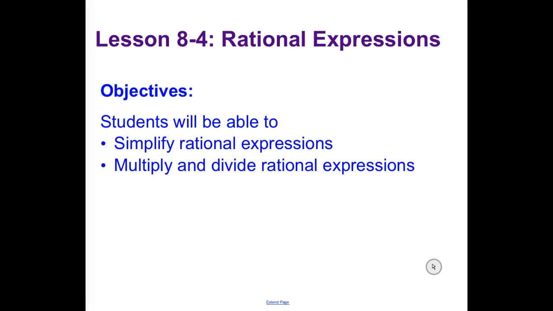Section 8.4 deals with rational expressions. So you are going to have to flip your notes packet several pages, find section 8.4. Our objectives today, we are going to simplify rational expressions. We're also going to look at multiplying and dividing them. And then we'll spend the next couple days on the adding and subtracting.